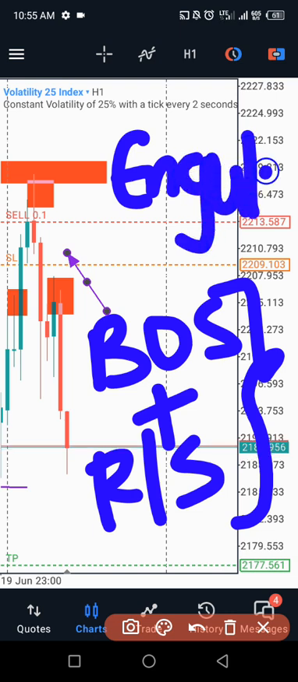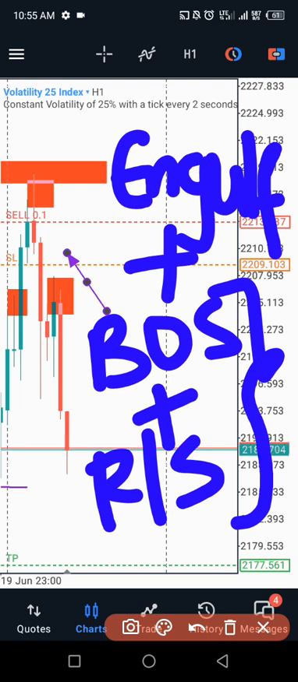So guys, I believe you've been able to learn how to make use of the engulfing, the break of structure, and the support or resistance strategy.